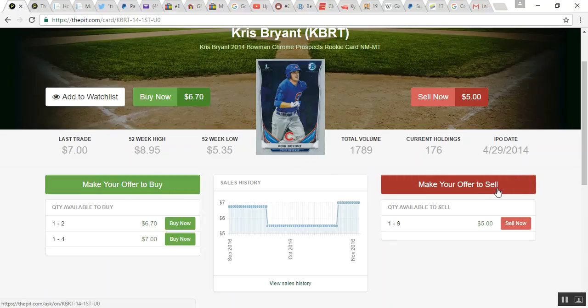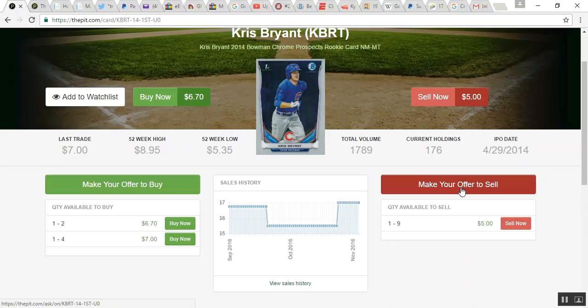Over here on the sell side, any pit member can sell up to 9 cards, any quantity between 1 and 9 cards, at $5 each by clicking the Sell Now button. Or if $5 is not the price you want to get for this card, but you have some of them, you can click the Make Your Offer to Sell button and list some other price for your card.